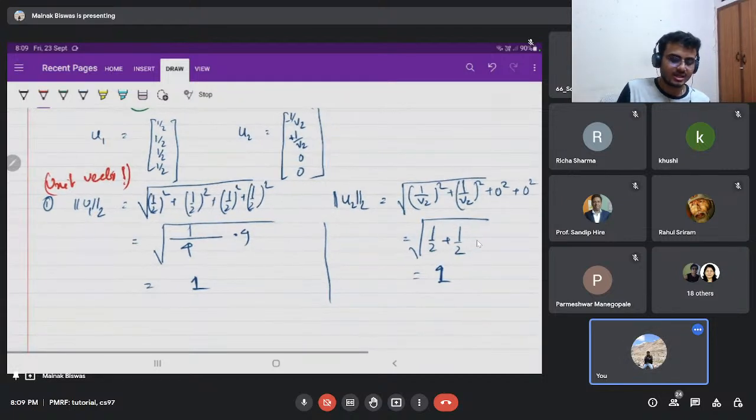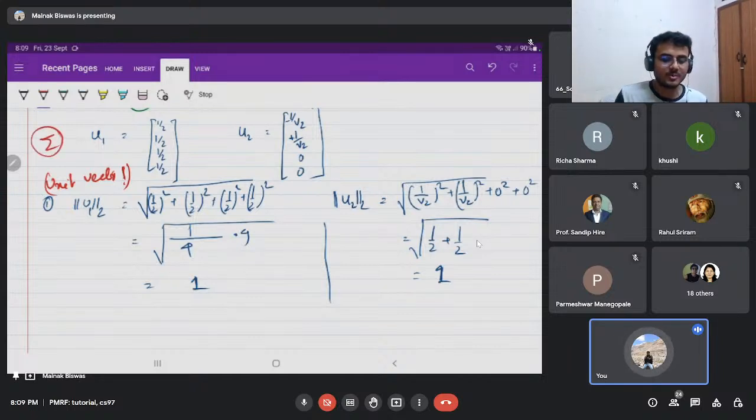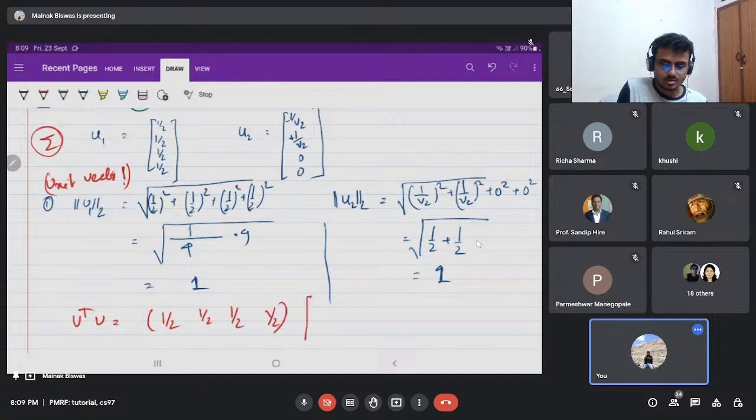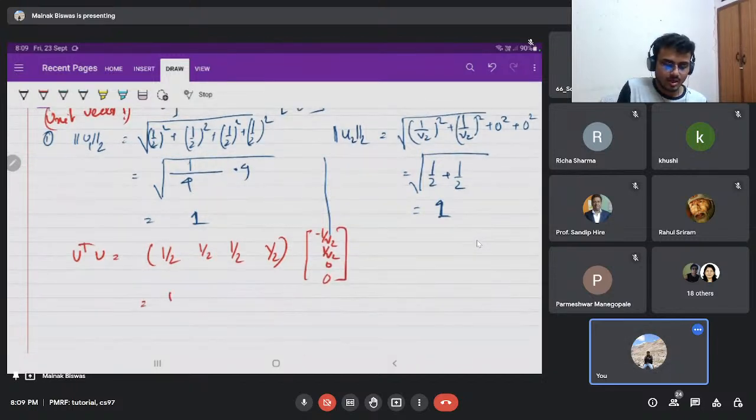And the second condition is, if both of them have to be eigenvectors for the covariance matrix, what has to be the property between them? The dot product should be 0. So is it 0? What is the dot product? 1/2 into 1/√2, plus 1/2 into 0, plus 1/2 into -1/√2, plus half into 0.